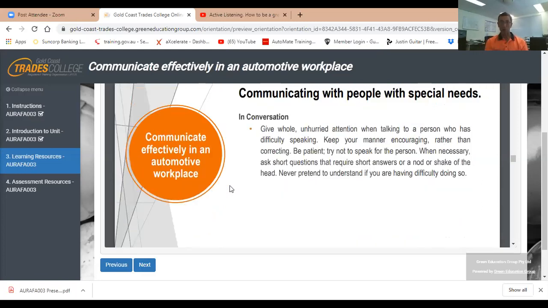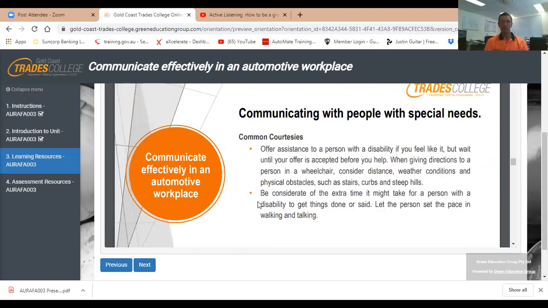Give your whole and unhurried attention when talking to a person who has difficulty speaking. Keep your manner encouraging rather than correcting. Be patient. Try not to speak for the person. When necessary, ask short questions that require short answers or a nod or a shake of the head, and never pretend to understand if you're having difficulty doing so.